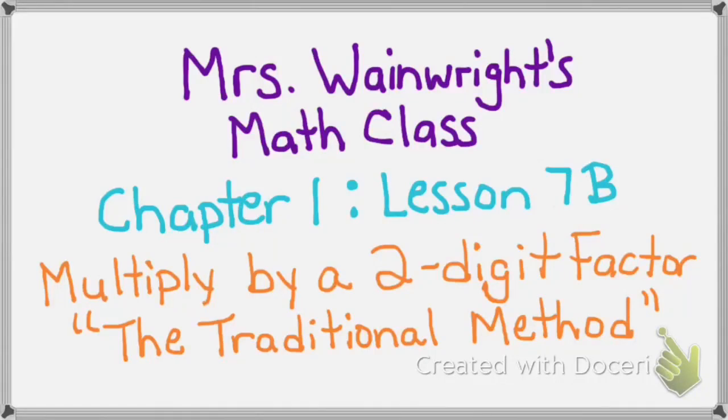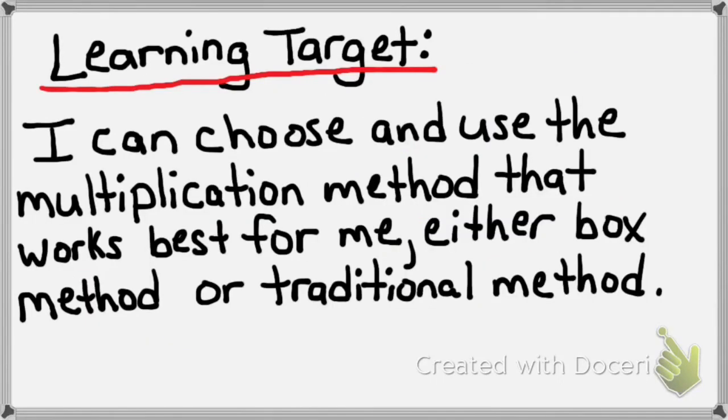This is Mrs. Wayner's math class, Chapter 1, Lesson 7B. Multiply by a two-digit factor, the traditional method. Today's learning target: by the end of the lesson, you should confidently be able to say, I can choose and use the multiplication method that works best for me, either box method or traditional method.